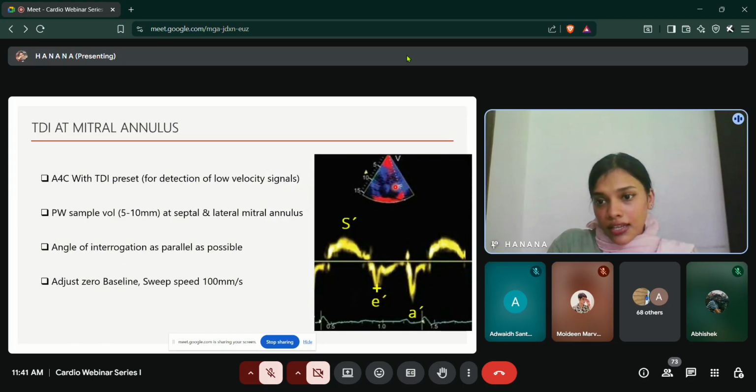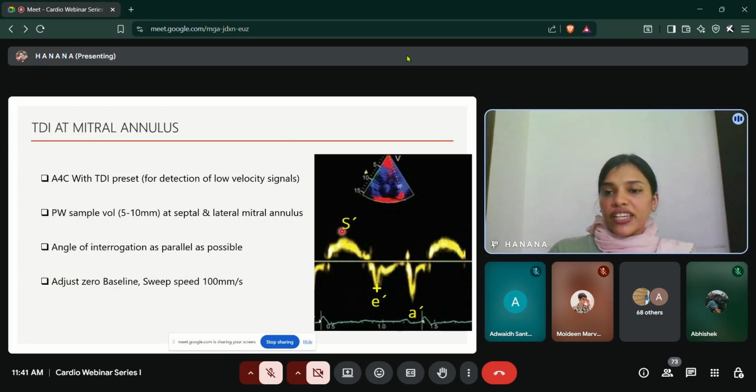This is the mitral annulus. We are seeing an apical four chamber view. This is the tricuspid valve, and this is the mitral valve, and here is the lateral side. The lateral side means the outer side of the heart. The outer side is the lateral annulus, and this is the inner side, next to the septum. So this is the mitral septal annulus, and we have to take both values: from the lateral annulus and also from the medial, septal annulus.